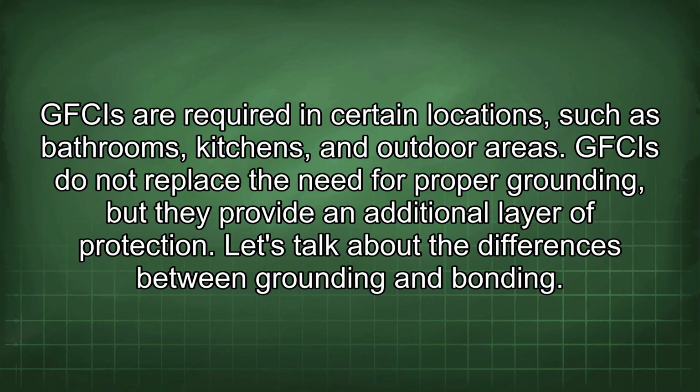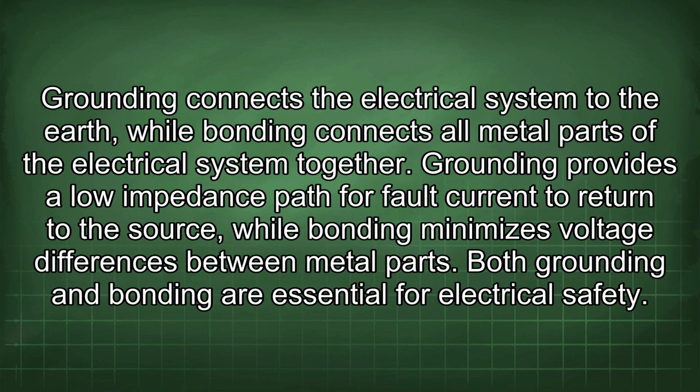Let's talk about the differences between grounding and bonding. Grounding connects the electrical system to the earth, while bonding connects all metal parts of the electrical system together. Grounding provides a low impedance path for fault current to return to the source, while bonding minimizes voltage differences between metal parts. Both grounding and bonding are essential for electrical safety.